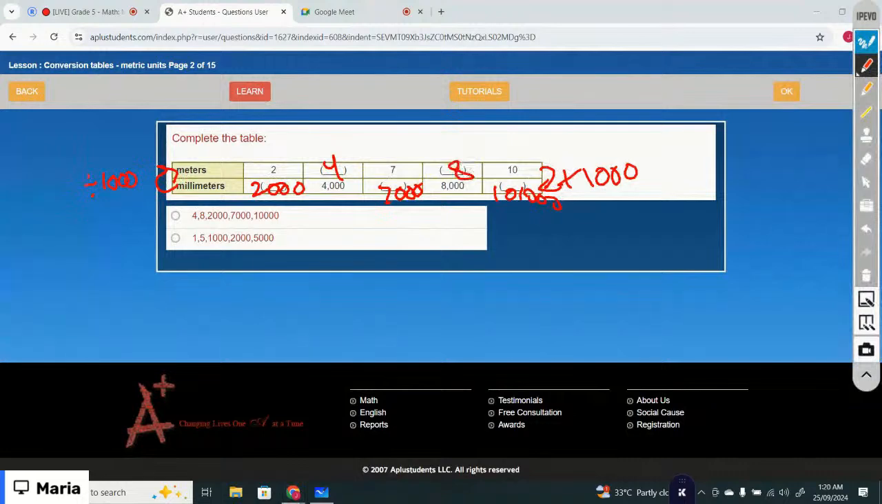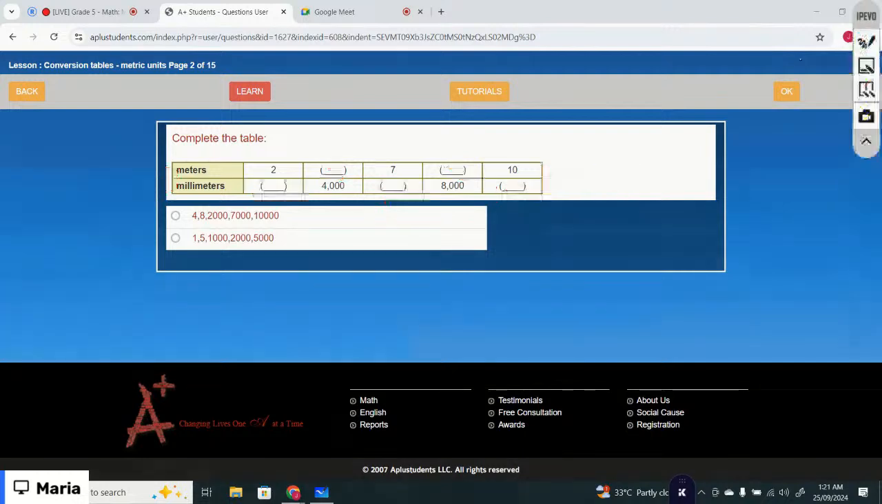Which option is the correct option? Option number 1 is the correct option, right? Very good. So the correct option is option number 1.